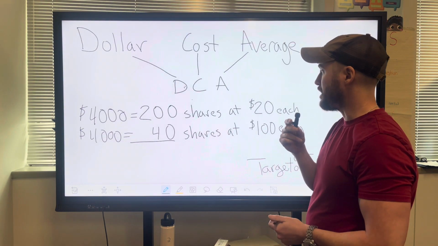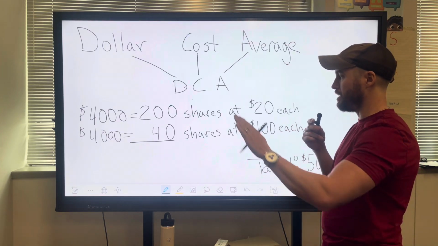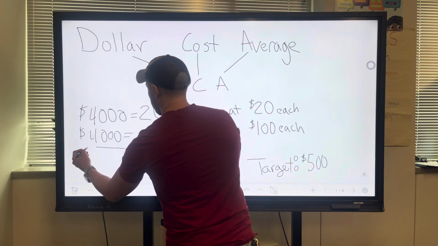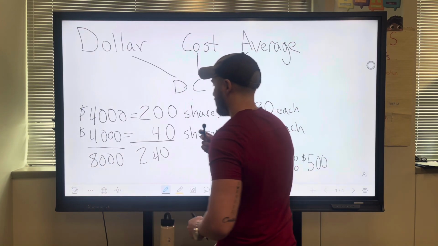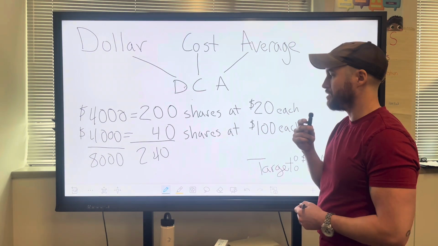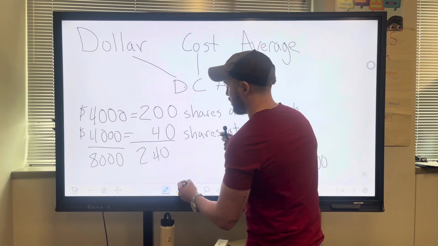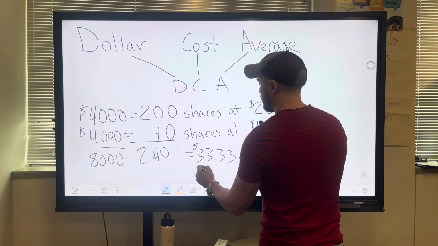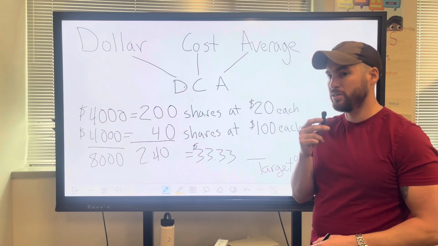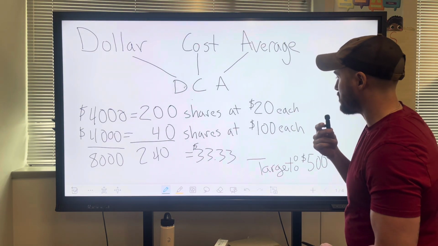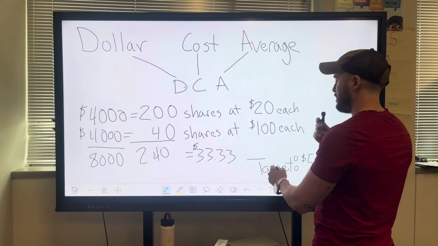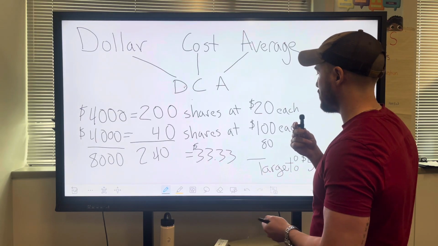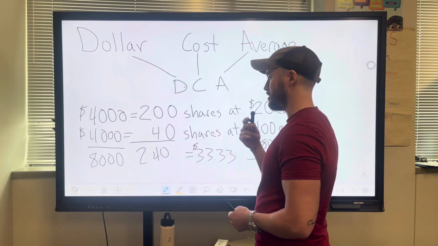Now what dollar cost averaging is, especially when you're increasing, you're going to take the total number of shares now and the total amount of money, and then you're just going to divide the two. 8,000 divided by 240. You're going to end up getting a 33.33 repeating dollar cost average. And now if the price goes down to, let's say 80, you can buy the corresponding shares. I believe that's going to be 50 shares for $4,000.